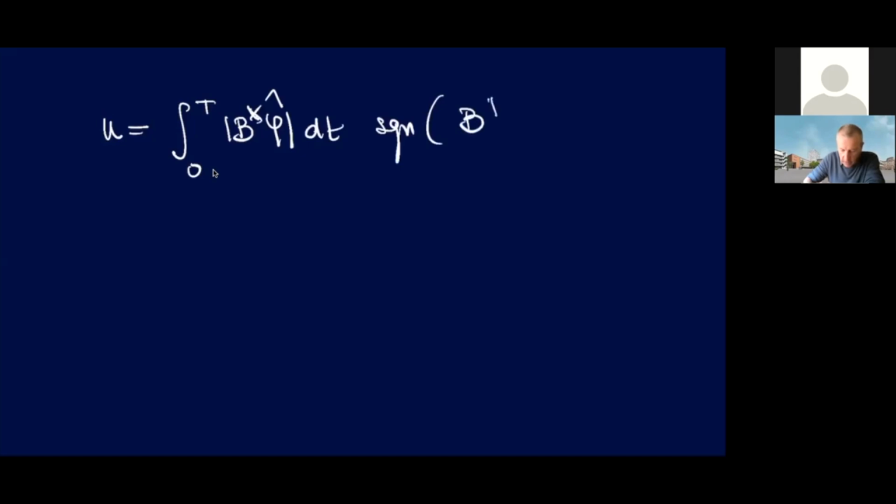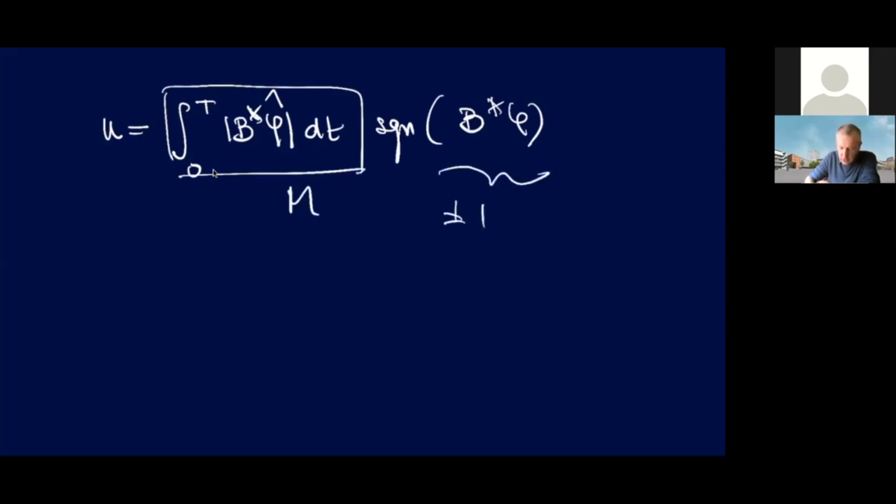So we said the control is the integral from 0 to T of B star phi dt times the sign of B star phi. So this is a number, and this is just the switching, plus or minus 1. Do you see these formulas I am writing on the computer? Yes, okay, very good, thank you.